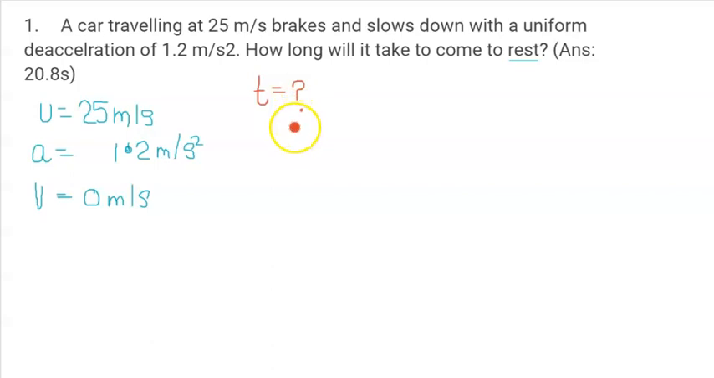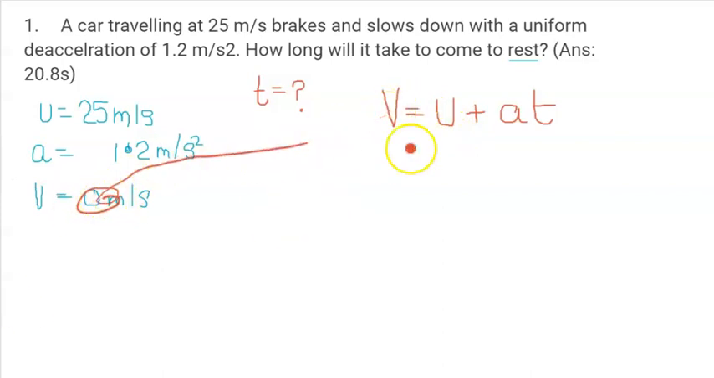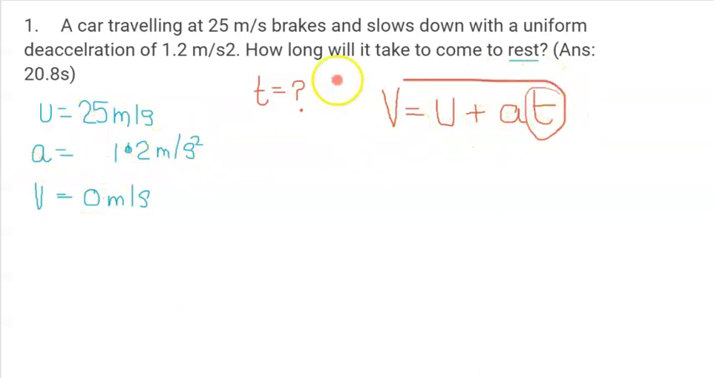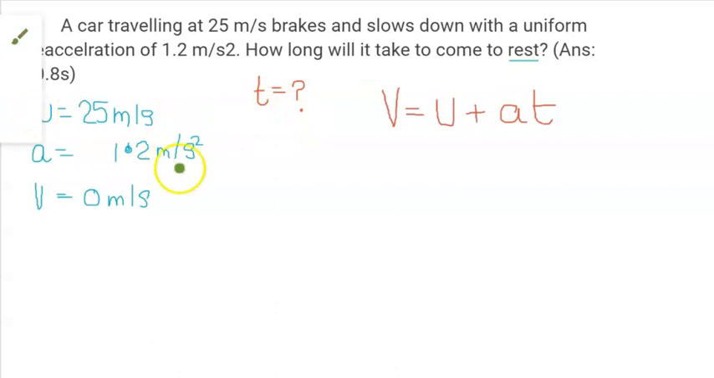Now I look at the equation that is more suitable. If you have a look at the first equation, it was v equals u plus at. That was my first equation. So once we got that one, we figure out what's given. The v is given, the u is given, the a is given. The only thing that is missing is the t. So I can put the values in and start working towards it.